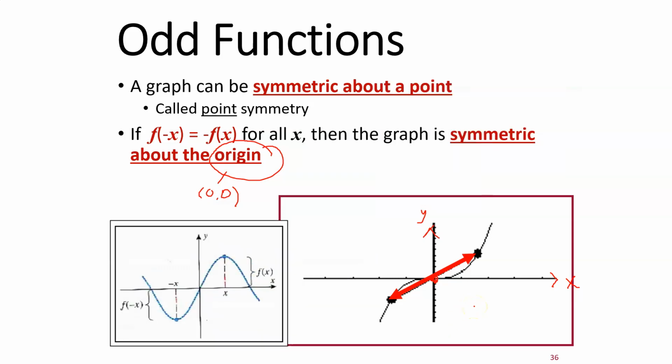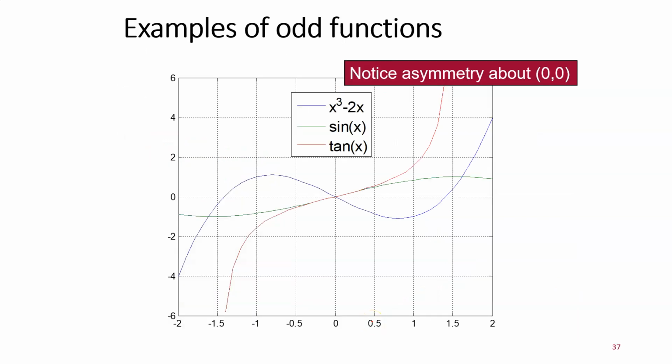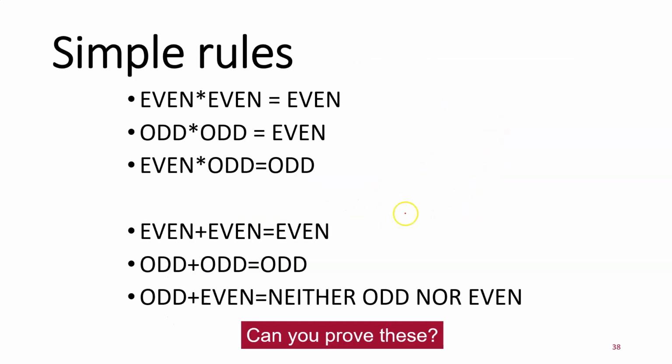Okay, these are the other examples. So sama juga, it's symmetric about this point, the origin (0, 0). Okay, these are more examples of odd functions. So notice the symmetry about (0, 0). Where is (0, 0)? It is over here. Okay, this is point (0, 0). So the graph is actually symmetric dekat (0, 0). Okay. Then we have simple rules here.